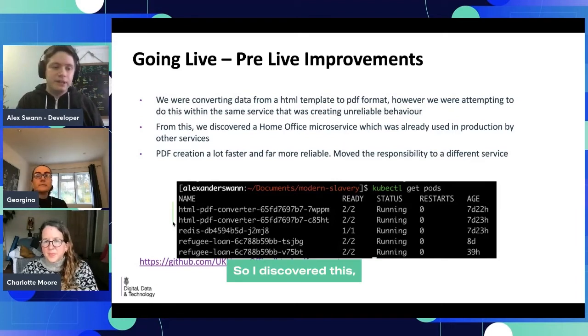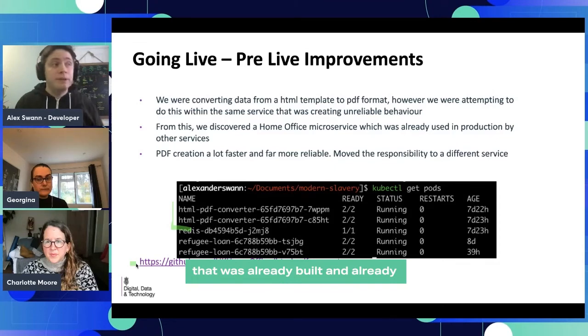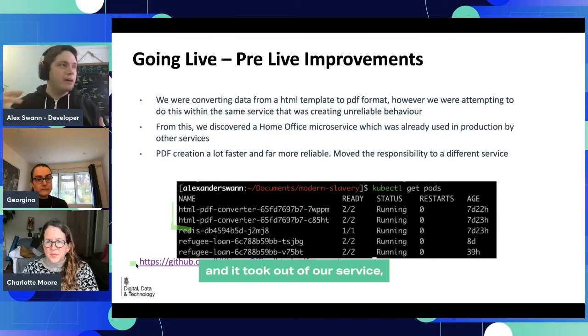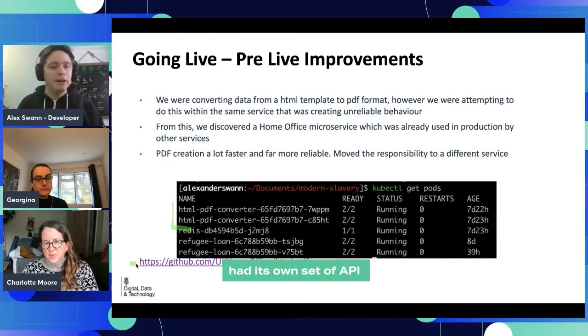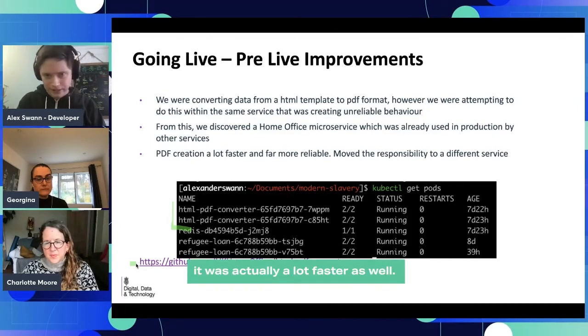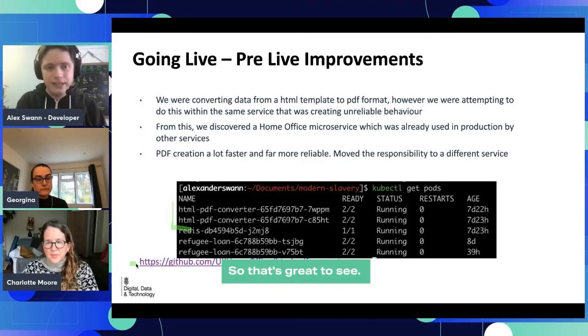So I discovered this, which I put a link on down here, which is a microservice that was already built and already running in production for another team. I believe it was Animal Life Sciences, which works really well. So I spun that up as its own service, took it out of our service, had its own API, and used that, and it was actually a lot faster as well. So that was great to see.